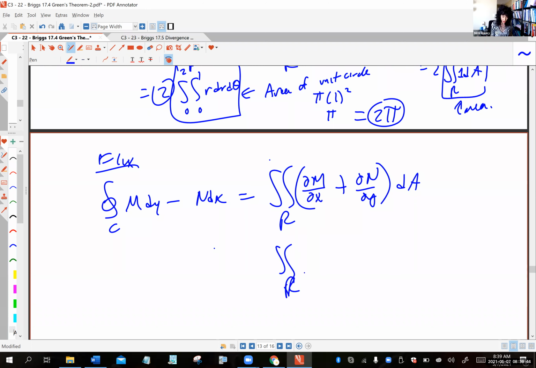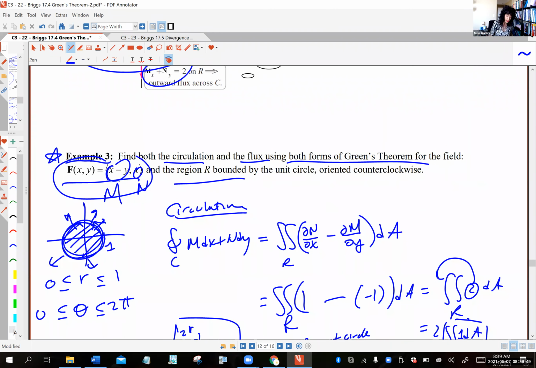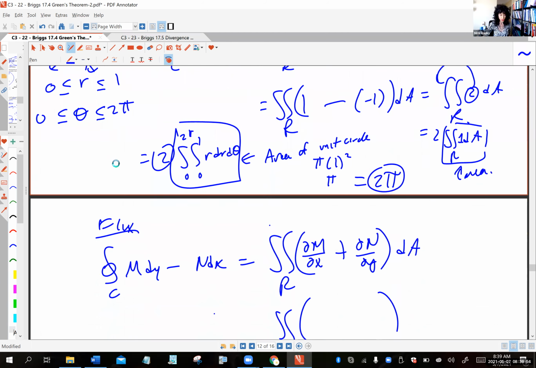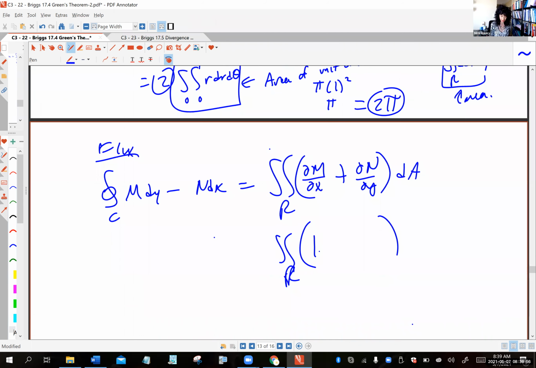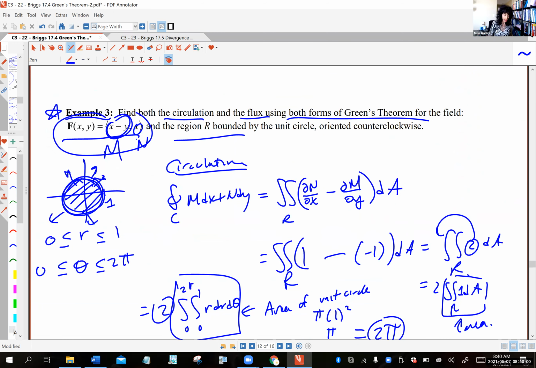Okay, so let's make sure we do this correctly. dM/dx, let's go back up here. Here's M. When you take the partial of x minus y with respect to x, you're going to get a 1. Plus, now let's do dN/dy. Since N is simply x, when we take the partial of x with respect to y, ooh, what do we get?